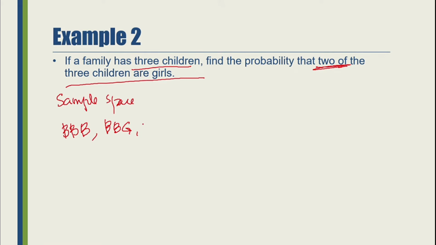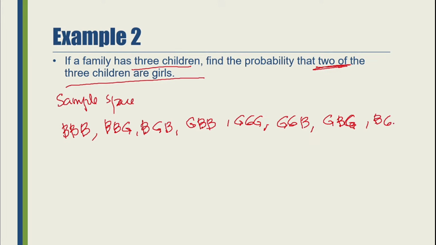So next is boy, girl, boy. Next is girl, boy, boy. We could have girl, girl, girl, and girl, girl, boy, and girl, boy, girl, and boy, girl, and girl. So probability of 2 girls.